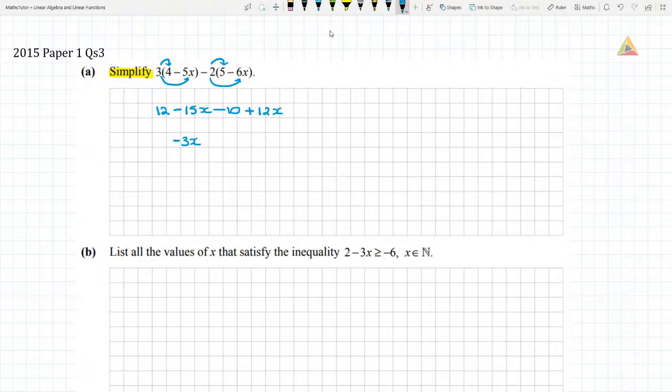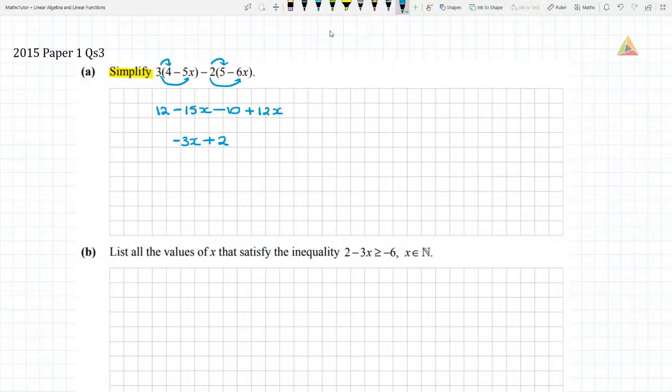And 12 minus 10, they're constants. They don't have any variable, so they've no letters attached to them. So again, I'll just pop those into my calculator and say 12 minus 10 gives me plus 2. So when I simplify these brackets, I get the answer of minus 3x plus 2. And that looks much simpler than 3 bracket 4 minus 5x bracket minus 2 bracket 5 minus 6x bracket. So I've done what they've asked me to do.